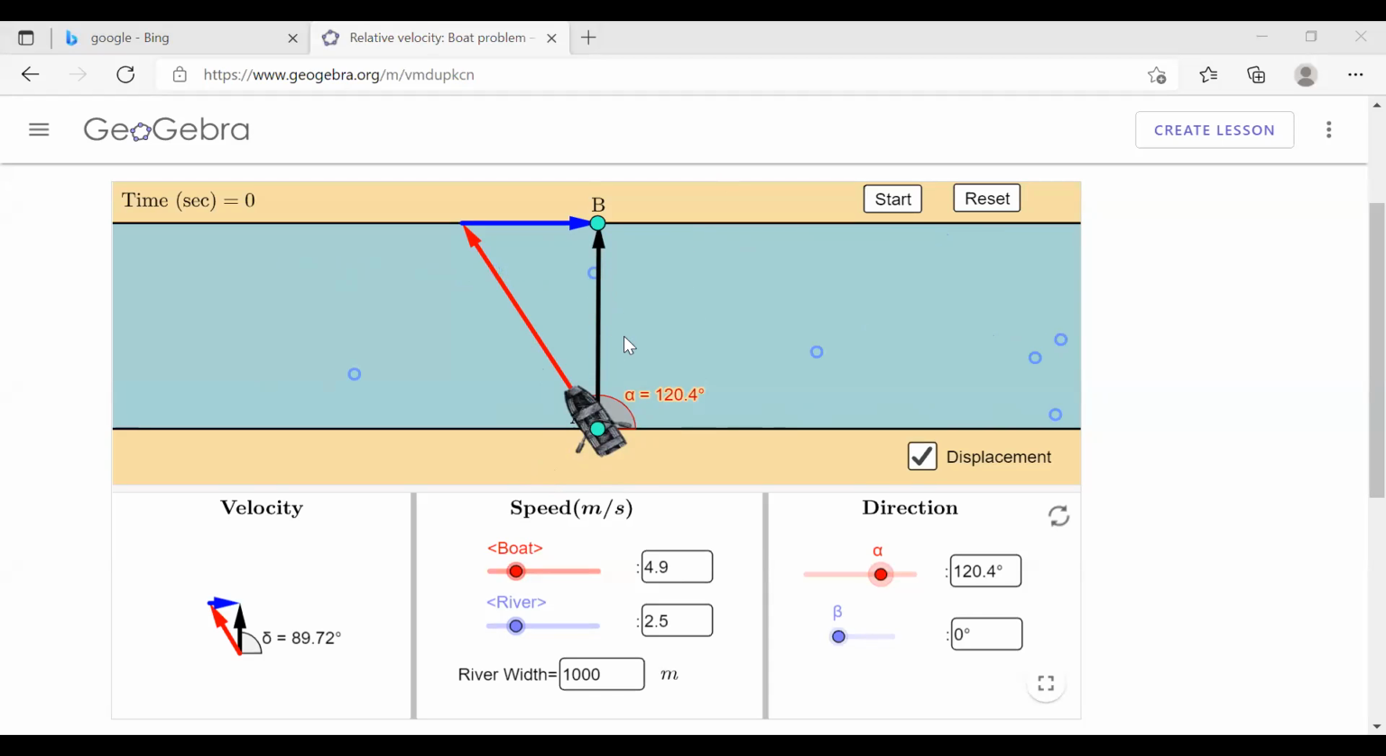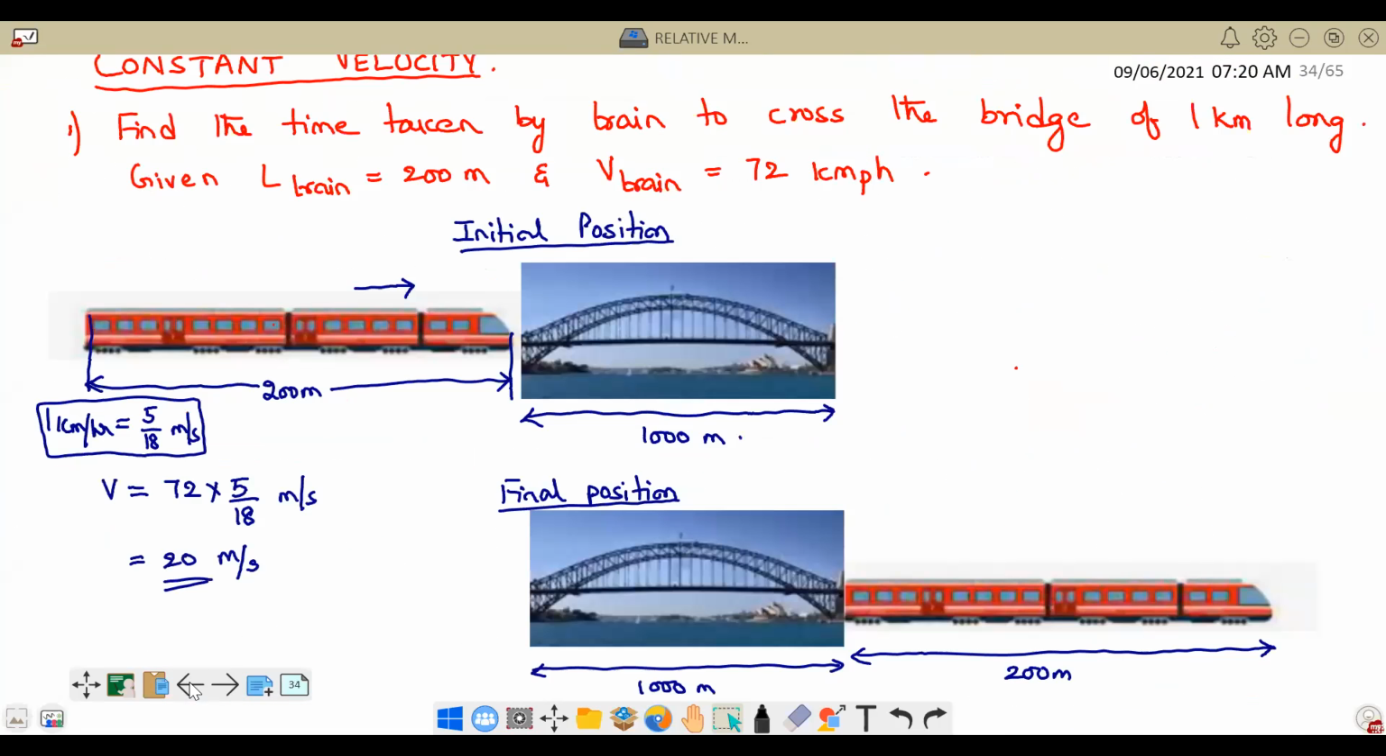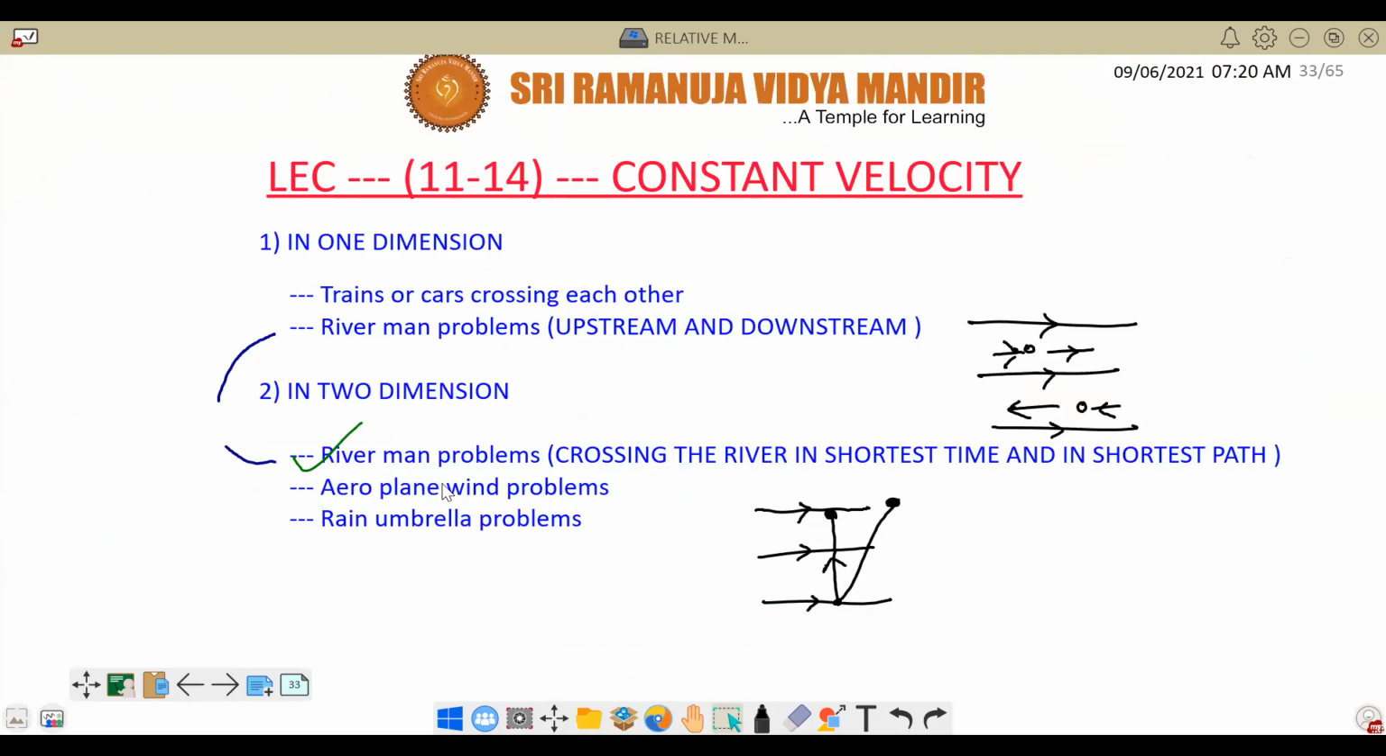Now, this is called two dimension. Riverman problems: crossing the river in the shortest time and in the shortest path. And the same concept, if you can understand it for riverman problems, the same thing will be applied for aeroplane wind problems and rain umbrella problems also. But before that, let us see in one dimension, riverman problems, which is very easy: upstream and downstream.